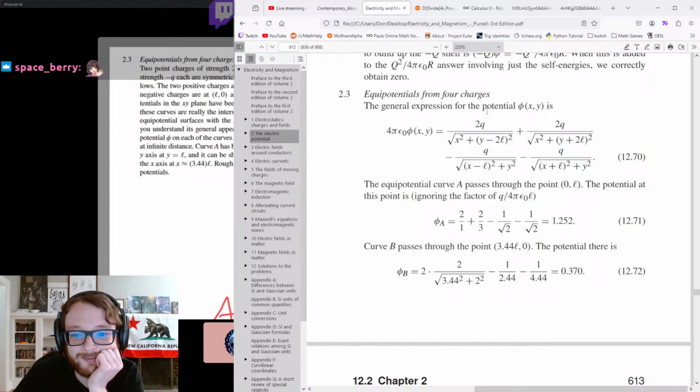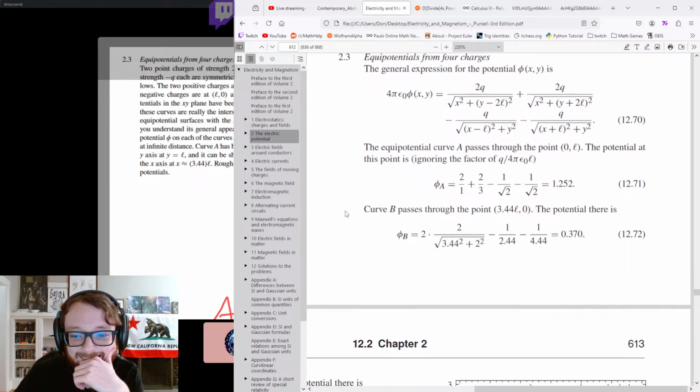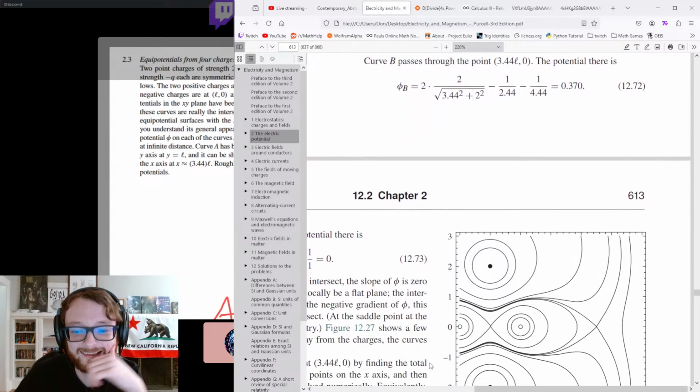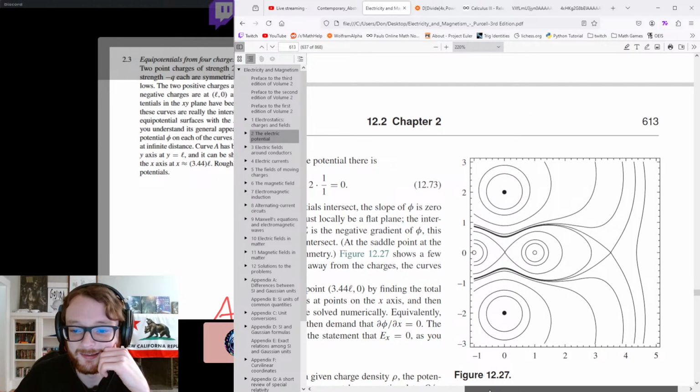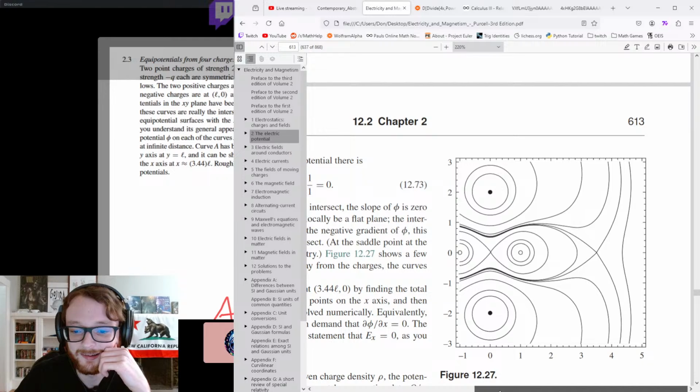The general potential. Oh, they're doing some complicated work. They get the equation for phi in general. Overachievers. Whoa, they have a more complete one.